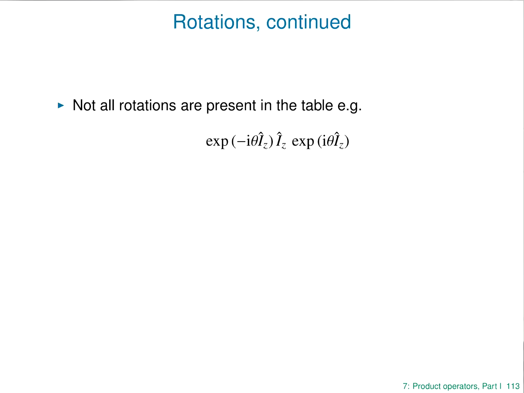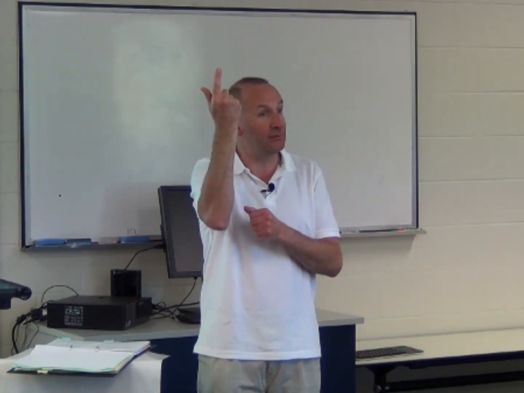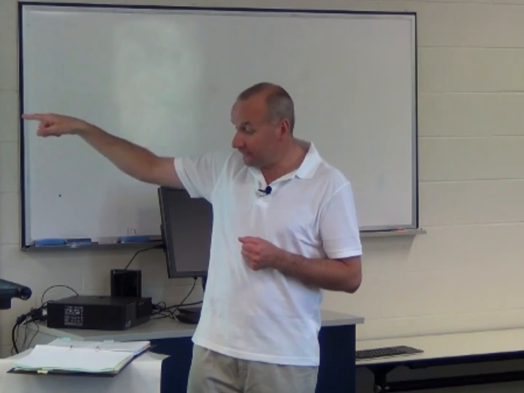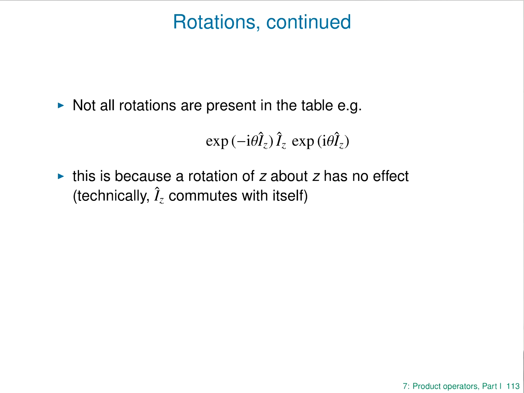Now, you may think there are some missing. For example, one that's missing would be rotation of z about z, which would be e to the minus i theta Iz Iz e to the i theta Iz. But that doesn't do anything, right? Because if you take z and you rotate it about z, nothing happens. So the result of this is just Iz. So rotation of z about itself has no effect.